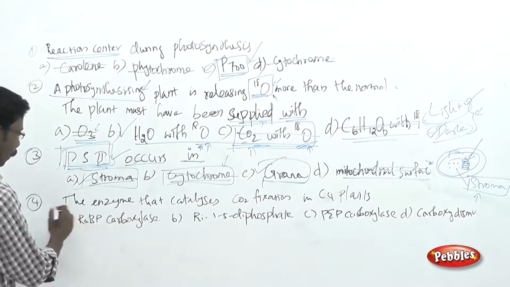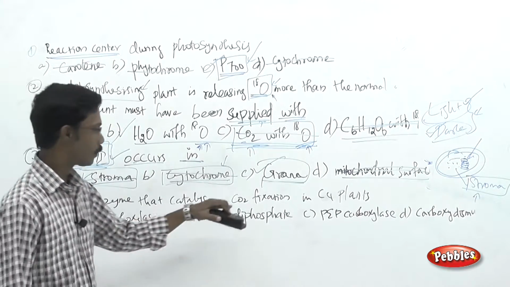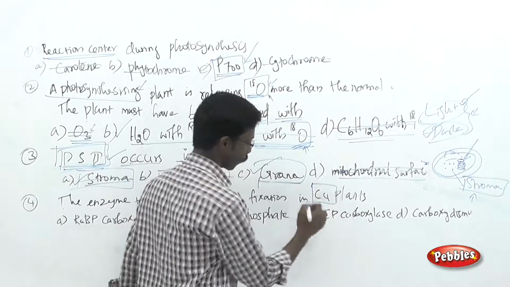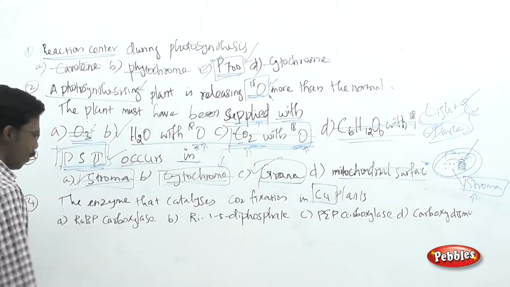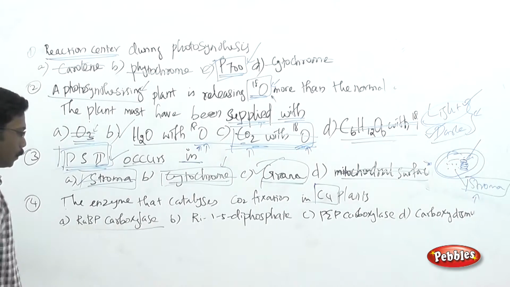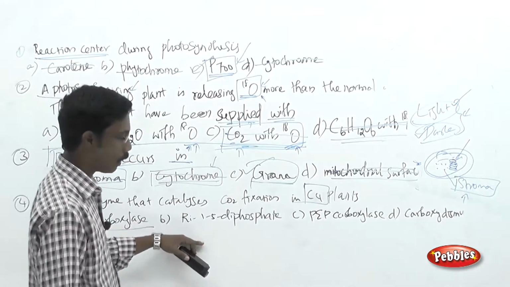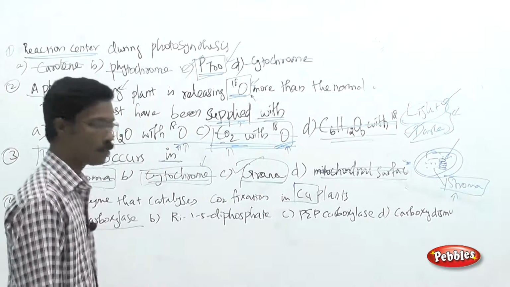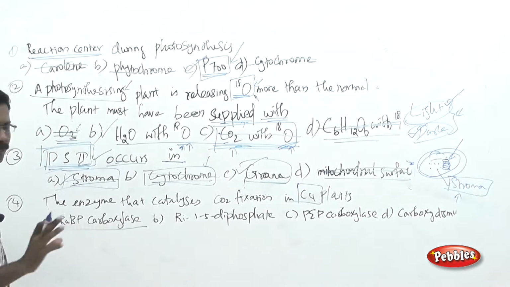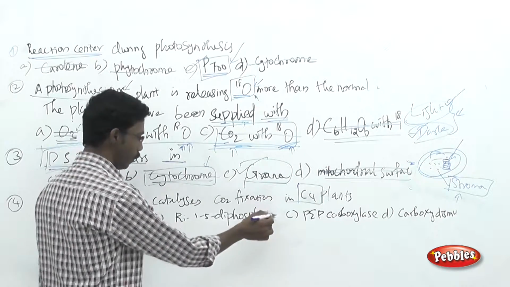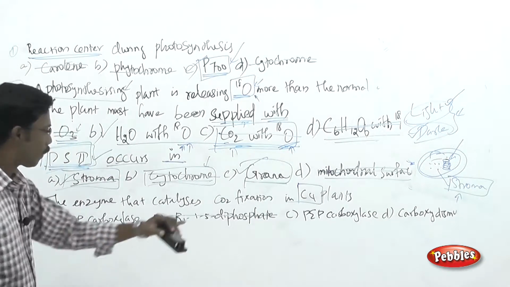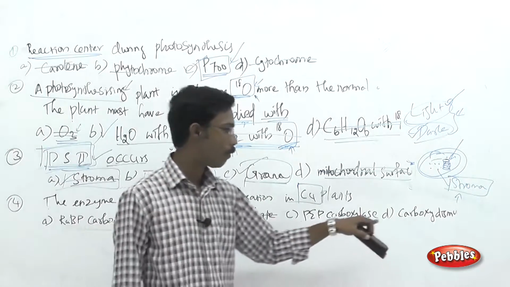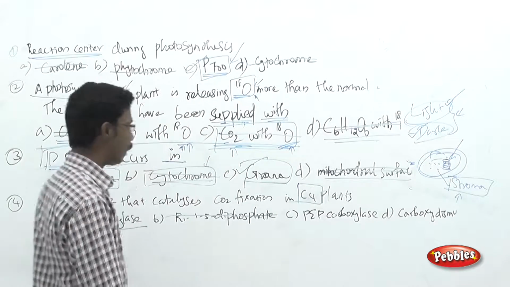And see the last question over here. The enzyme that catalyzes the carbon dioxide fixation in C4 plants. This is the clue for you. And the choices: ribulose bisphosphate carboxylase, ribulose diphosphate, phosphoenol pyruvate carboxylase, and carboxy dismutase. Okay, and this is talking about an enzyme, so you can easily eliminate ribulose diphosphate. This is not an enzyme. So there are three remaining choices: ribulose bisphosphate carboxylase, phosphoenol pyruvate carboxylase, and carboxy dismutase.